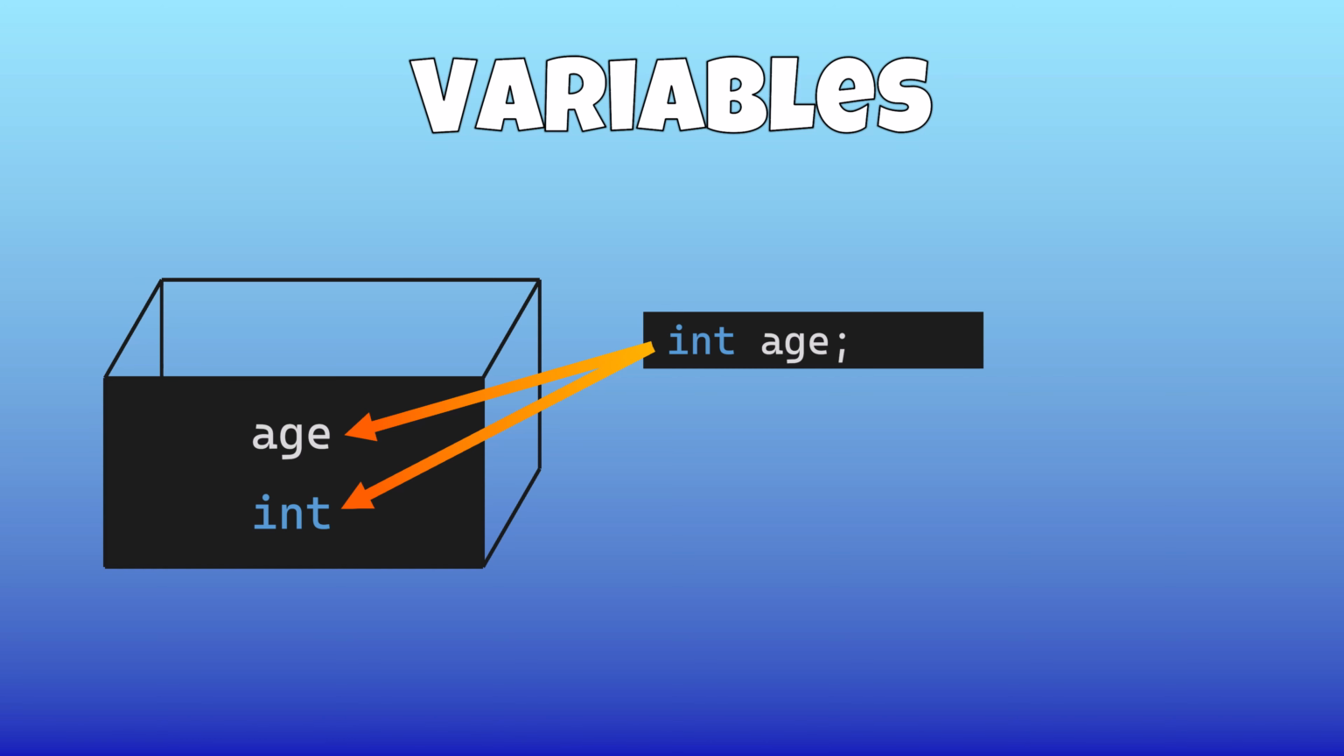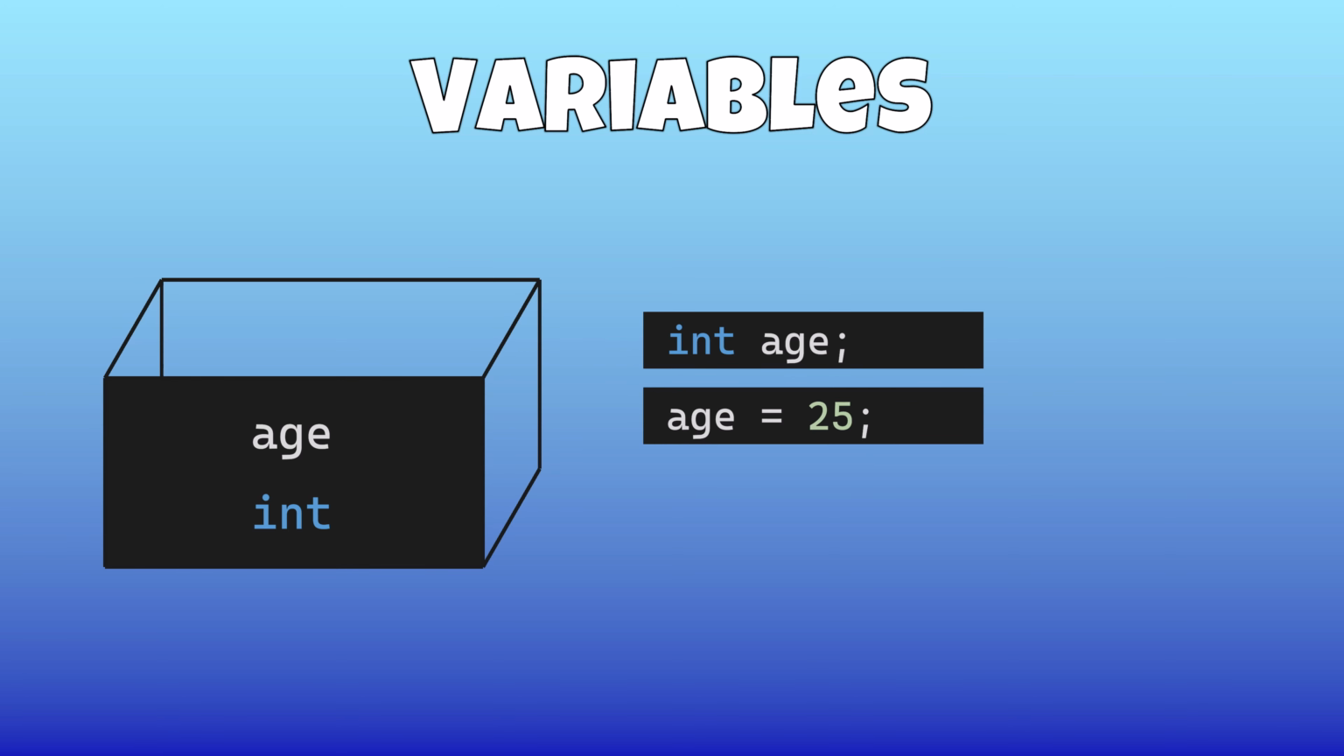We can now assign a value to this variable. For example, if I write this, I put the value 25 in the variable age. The equal sign is what we call the assignment operator, meaning that we take what is at the right of the equal sign and place it in what is at the left of the sign.